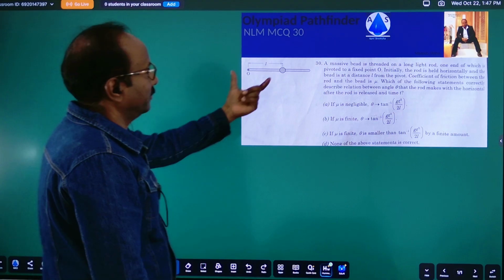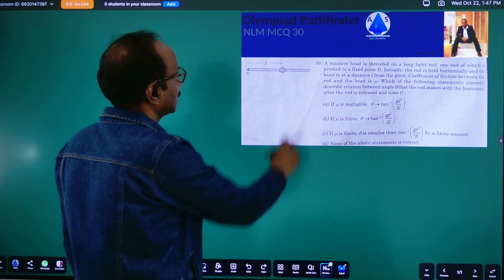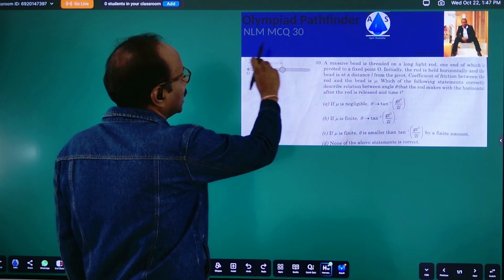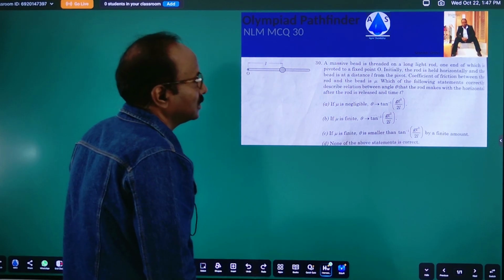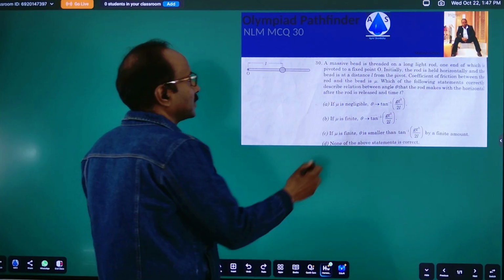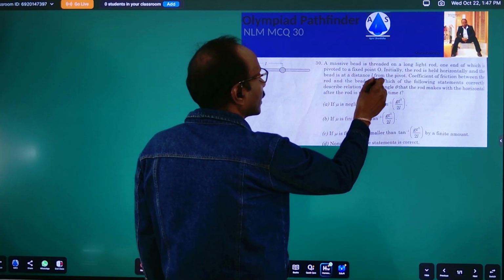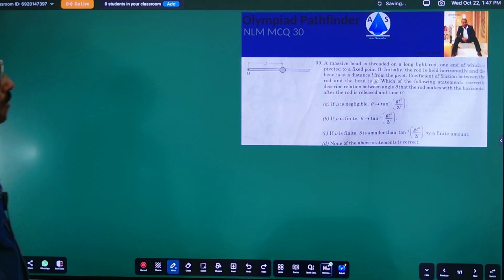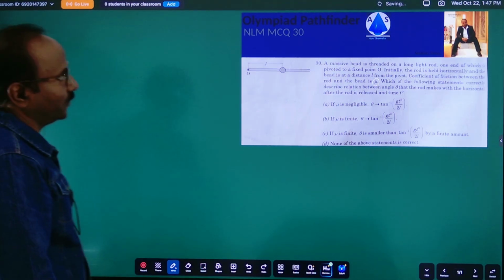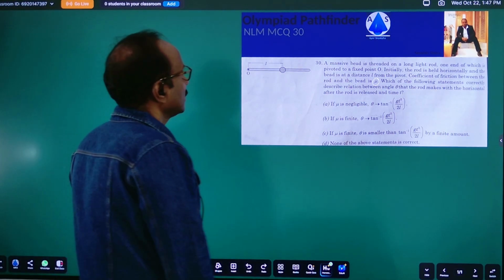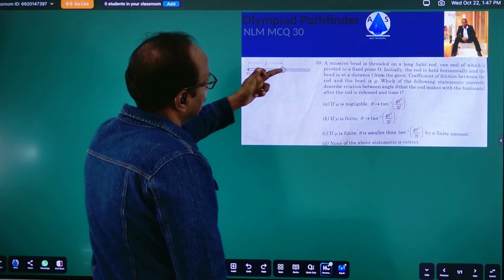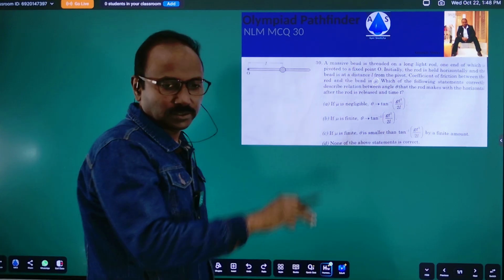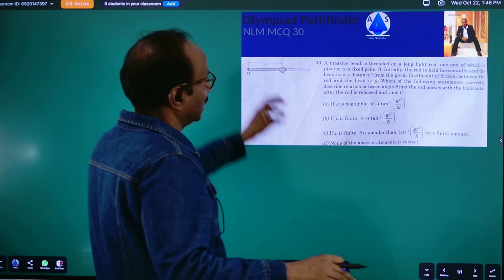So because of that, the bead which is free to move on the rod against the friction force, this bead will also travel along the rod. It is a constant motion. It will not come out of the rod.